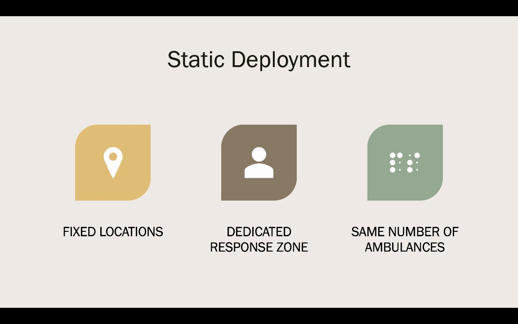So if you're at Station 1, there is a dedicated Station 1 response zone. Any call coming in from that zone will have that ambulance from Station 1 dispatched to it. With static deployment, we have the same number of ambulances during the day, across the 24 hours. Some systems you might drop one or two trucks at night, but in general, the number of ambulances available to the community remains fixed as well.